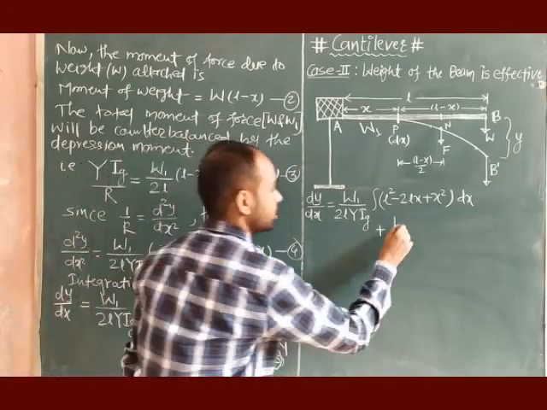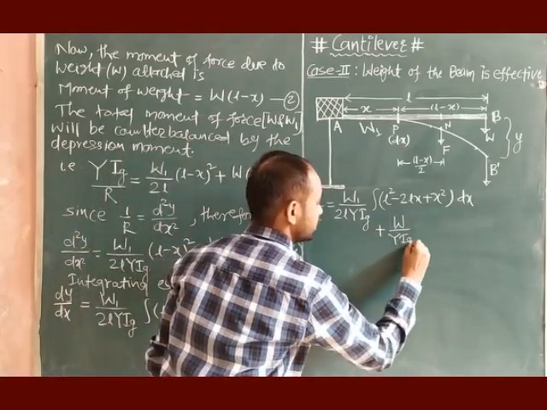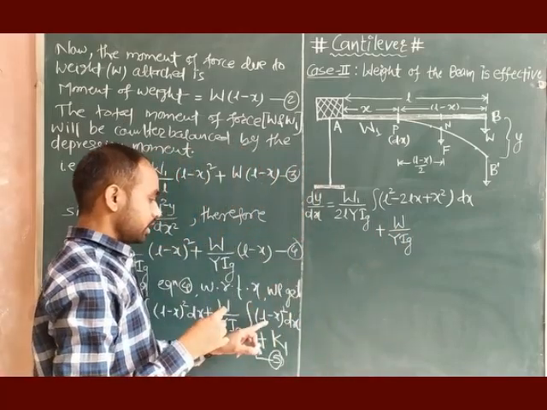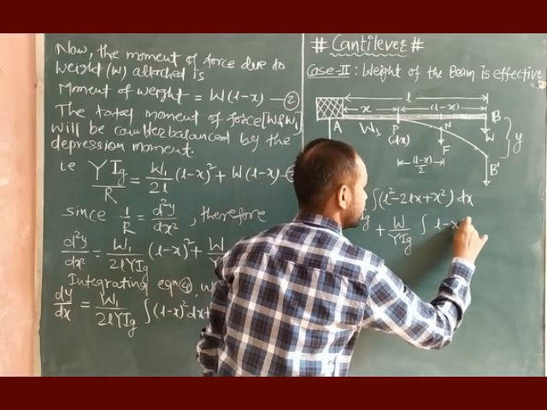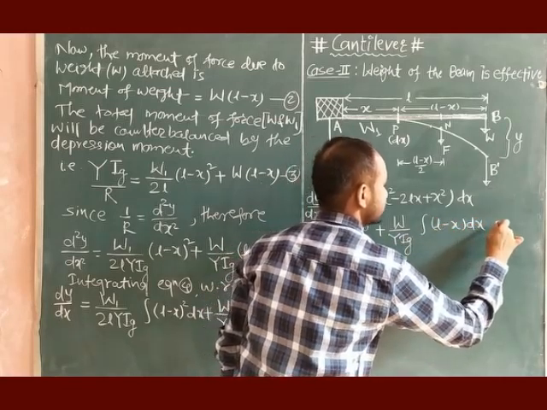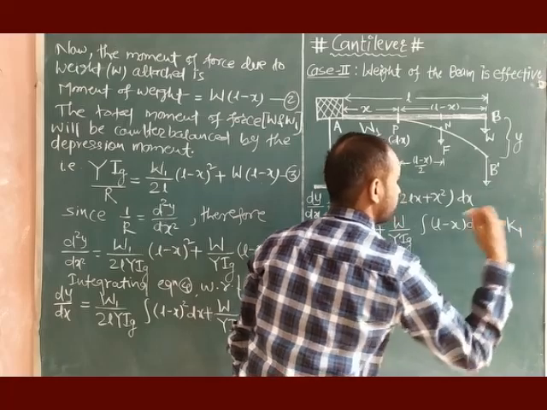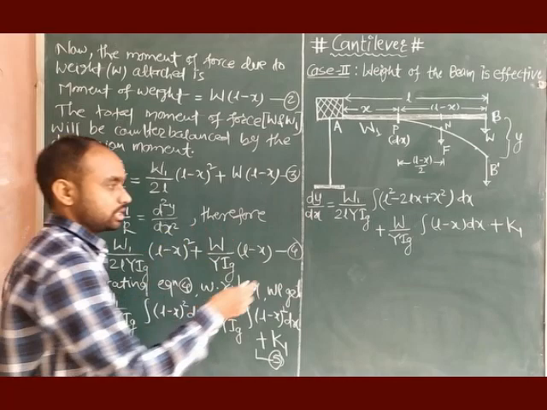Now the second term, w divided by y_ig, into integration, let me write first of all as it is. So in the next step we will take the integration, or we can write separately integration here, dx, and plus k1, no worries. Now we can take the integration.